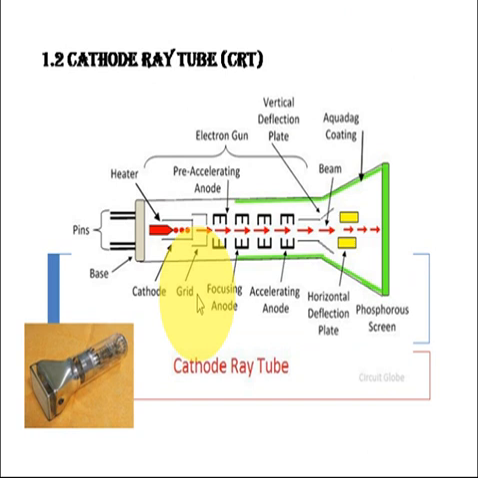So basically CRO is nothing but a measuring instrument. Measuring instruments in electronics are those by which we can measure different electrical quantities such as voltage, current, and resistance, etc. So the instruments by which electrical quantities can be measured are called measuring instruments. So CRO is one of the measuring instruments.